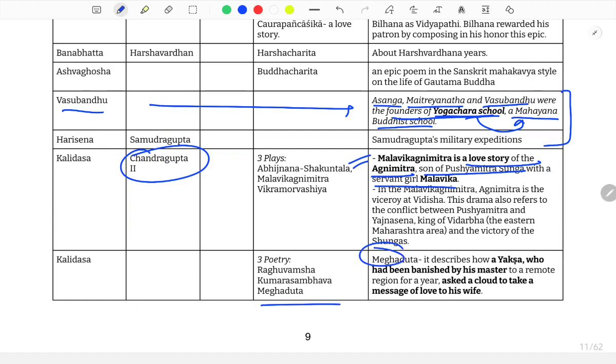Three poetry of Kalidas: Raghuvansh, Kumar Sambhav and Meghdut. Meghdut describes how a yaksha who had been banished by his master to a remote region for a year asked a cloud to take a message of love to his wife. How beautiful. So this is the Meghdut by Kalidas.